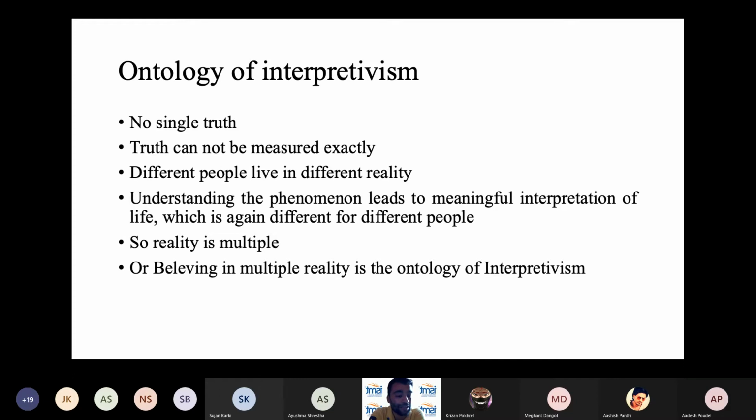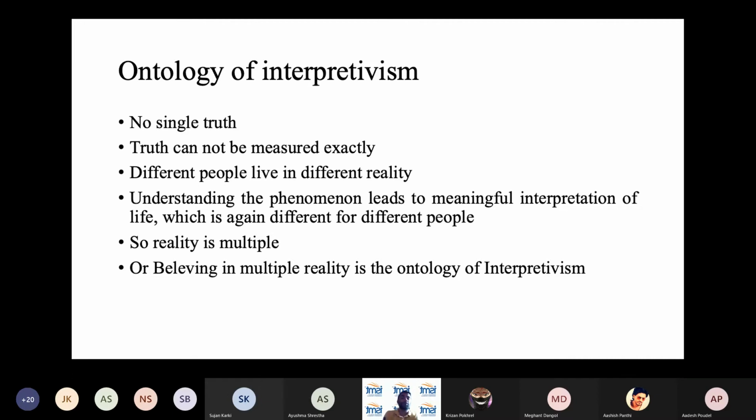Okay, as you see in positivism, it is empirical. We can observe and measure, but here you cannot measure exactly, because how are you going to measure the experience or some emotional behavior of the people? So those things need to be included. That is how you see the reality of interpretivism. Different people live in different realities. Understanding the phenomena leads to meaningful interpretation.